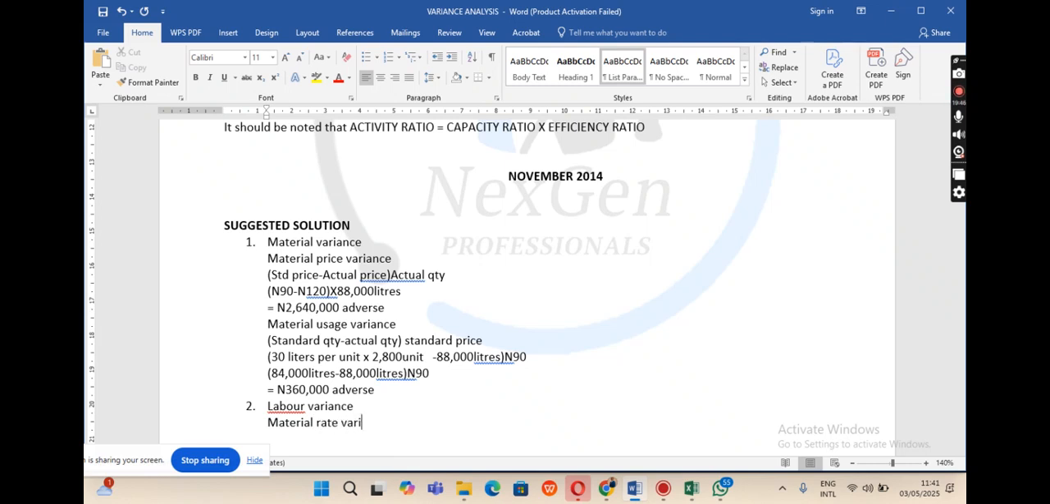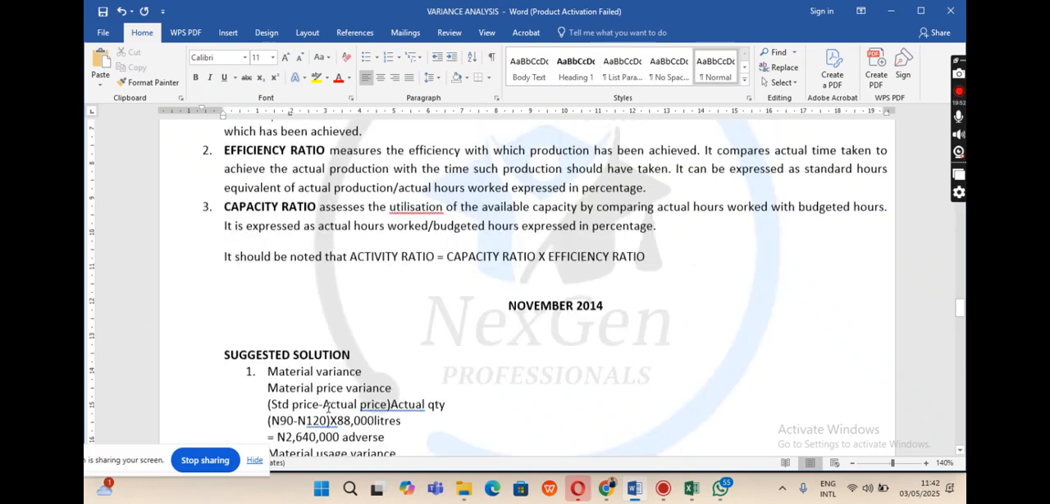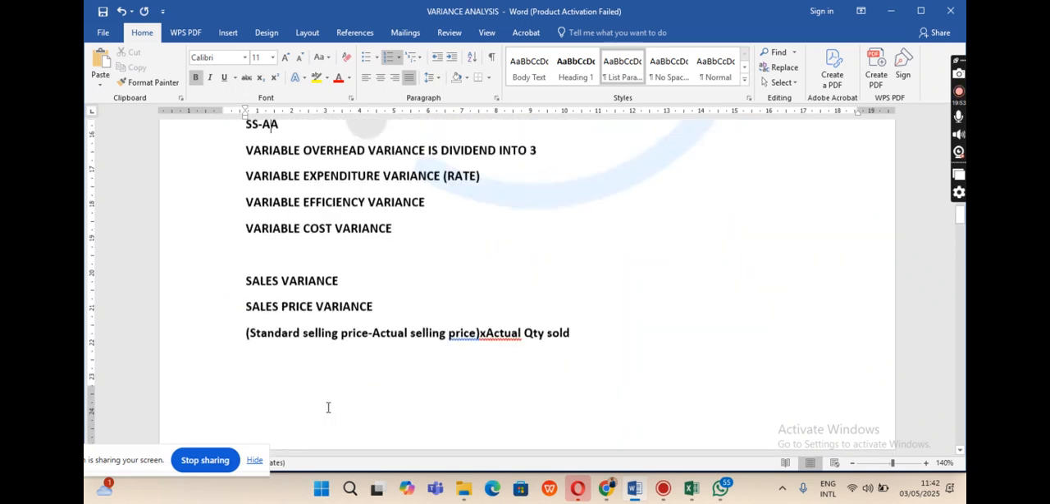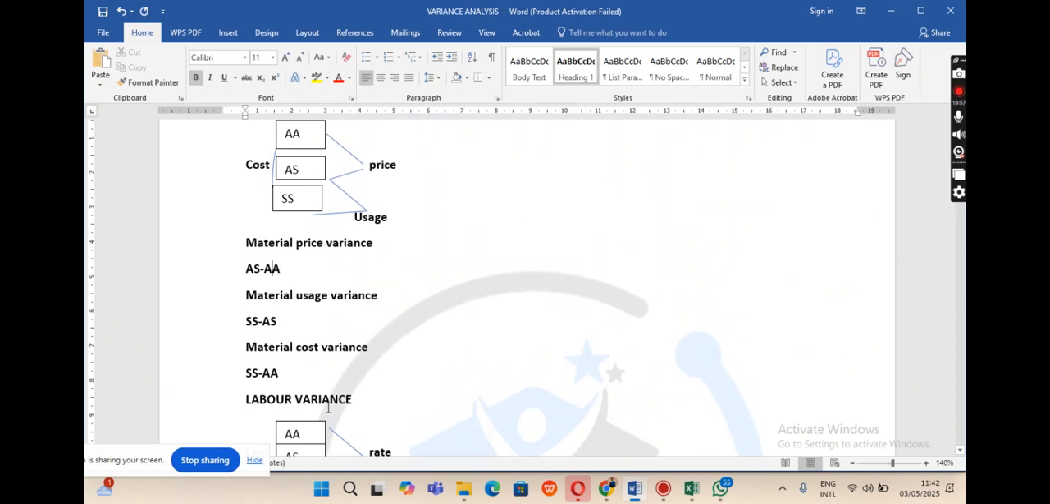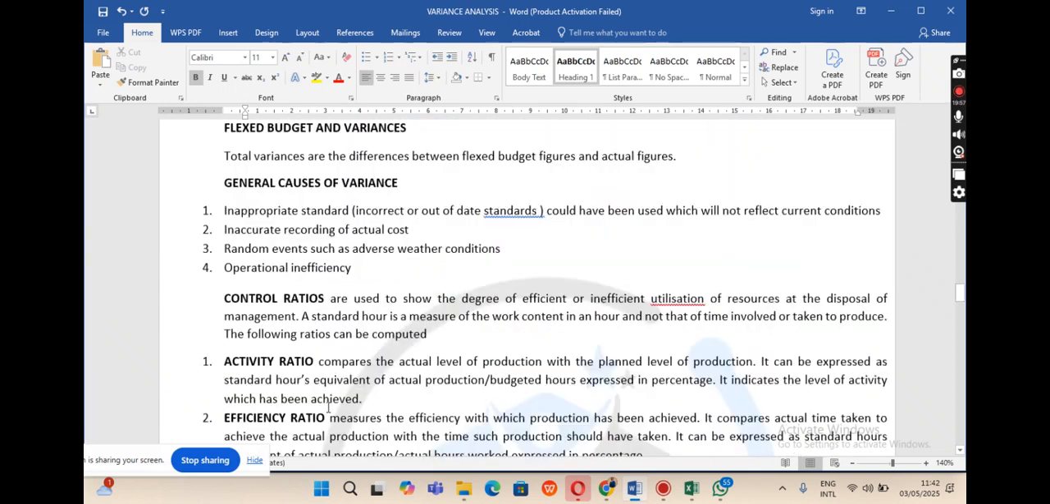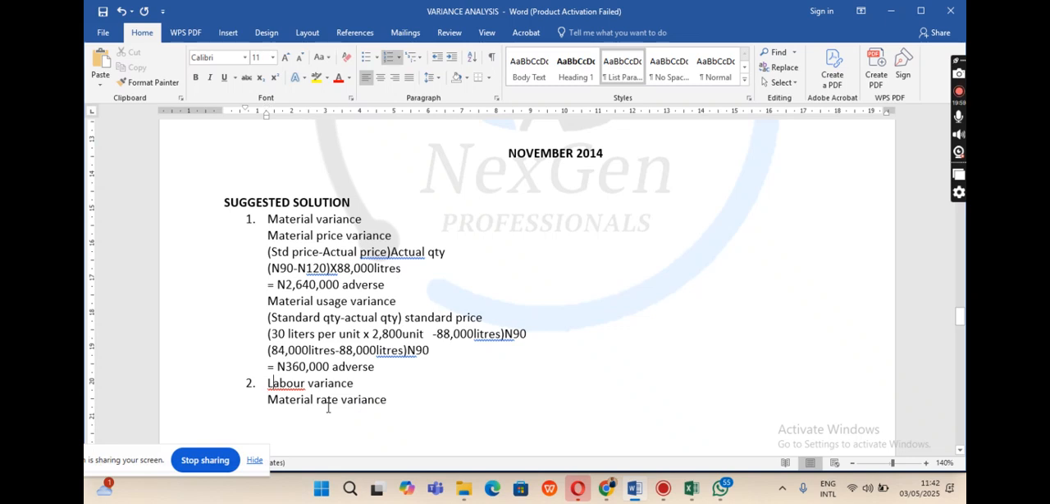Material rate variance. I mean, is it rate, right? Material rate, is it rate? Yes, sir. Labor rate. Okay, thank you. I was looking at the material rate. Which one is material rate? Let me check this material thing again.